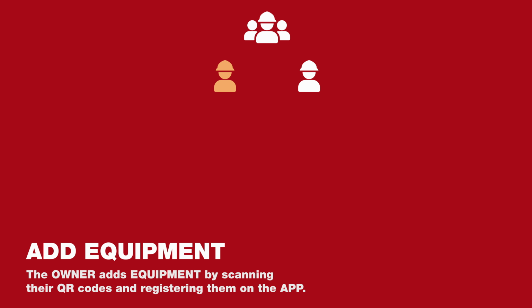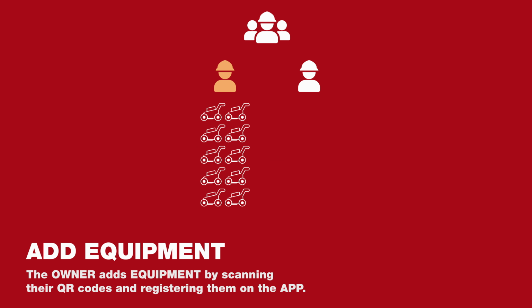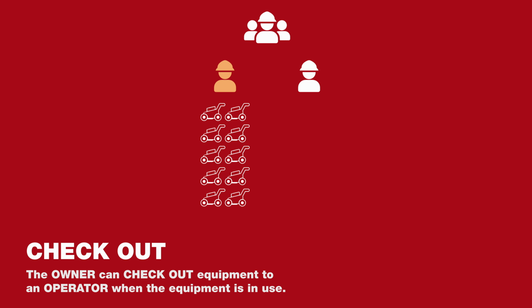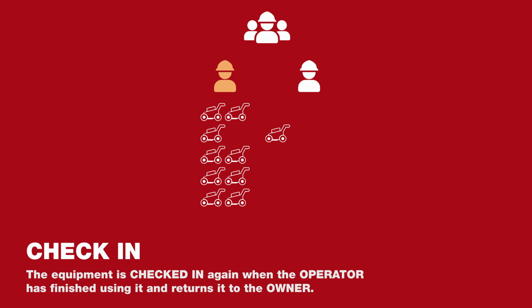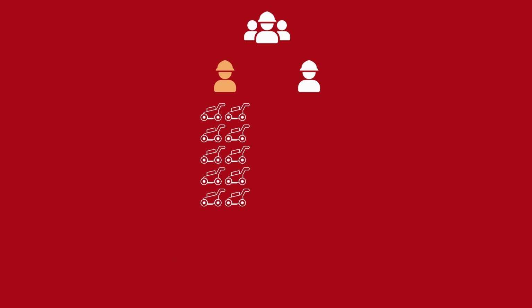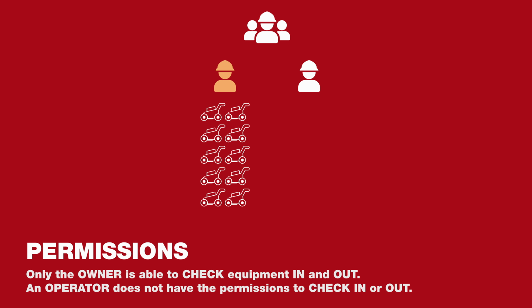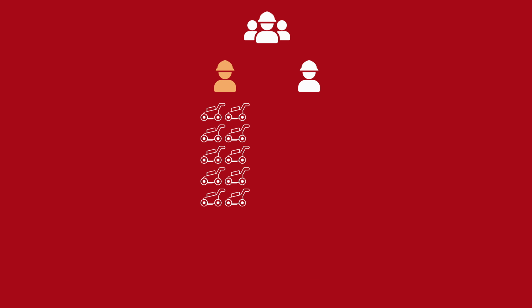The owner adds equipment by scanning their QR codes and registering them on the app. The owner can check out equipment to an operator so that the equipment can be used. The equipment is checked in again when the operator has finished using it and returns it to the owner. Only the owner is able to check equipment in and out. An operator does not have the permissions to check in or check out.